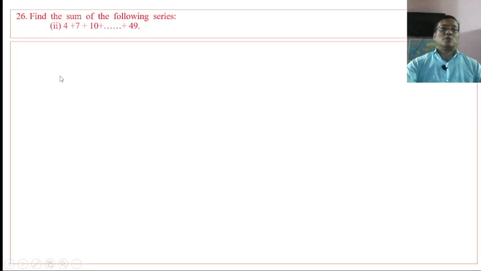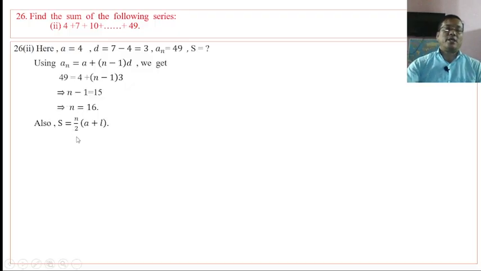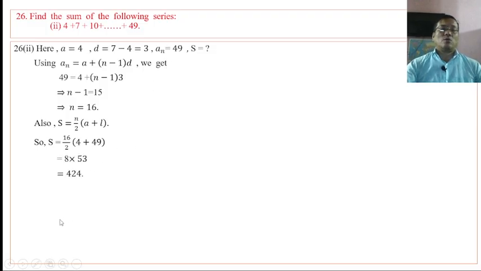Roman number 2. The terms in this series are in AP with first term 4, common difference 7 minus 4, that is 3. Last term an is 49. S, the sum, is what? Firstly, using the nth term formula, we have n equal to 16. Therefore, using the Sn formula, that is n by 2 times A plus last term, giving the respective values, n is 16, A is 4, L the last term is 49. Solving, we get S equal to 424, which is the required sum.